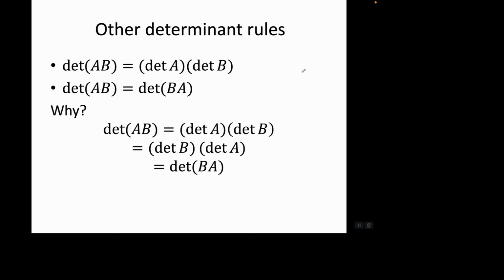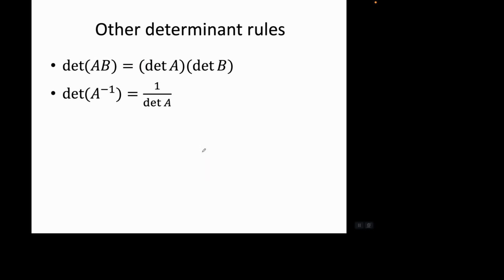Why is that? Well, the determinant of AB is the determinant of A times the determinant of B, based on what we saw above. And of course, multiplication is commutative. The determinant of A times the determinant of B is equal to the determinant of B times the determinant of A. But based on the first theorem, that's just the determinant of BA.